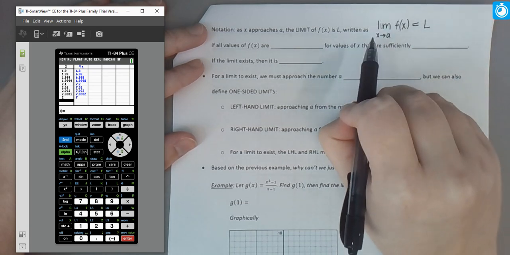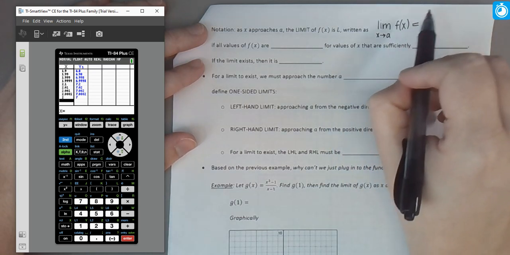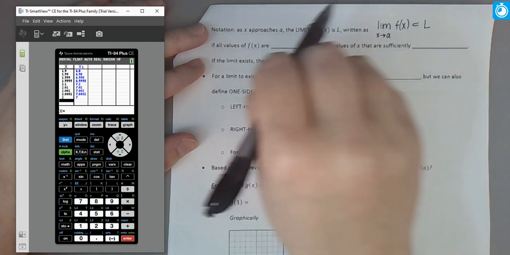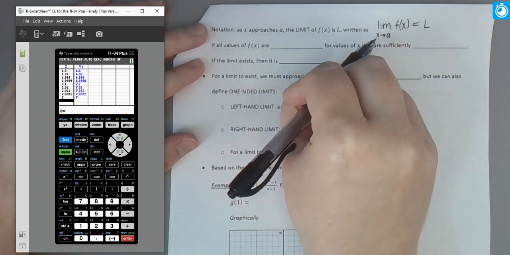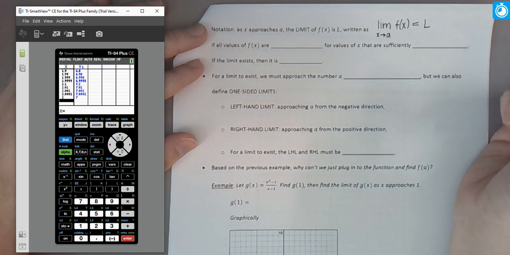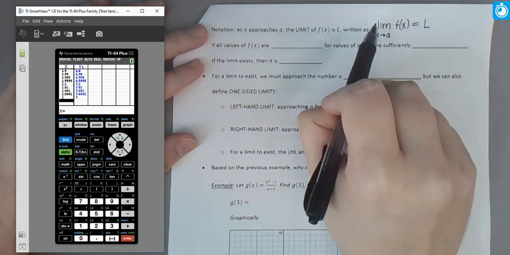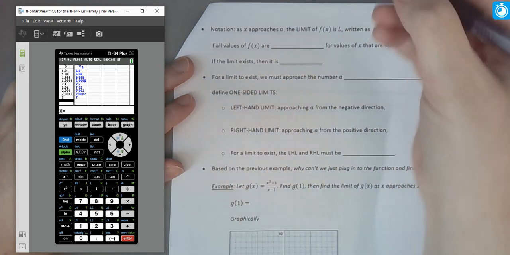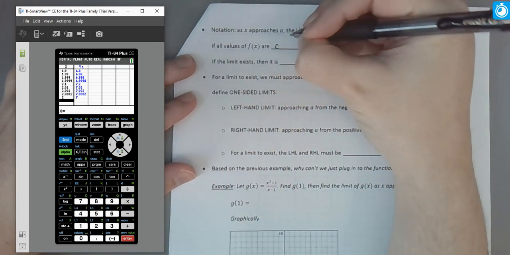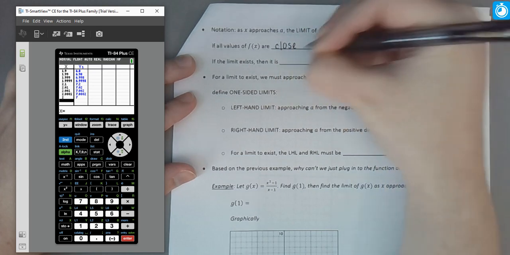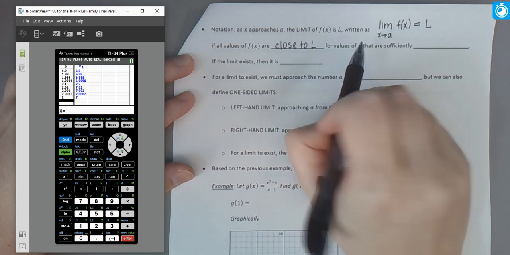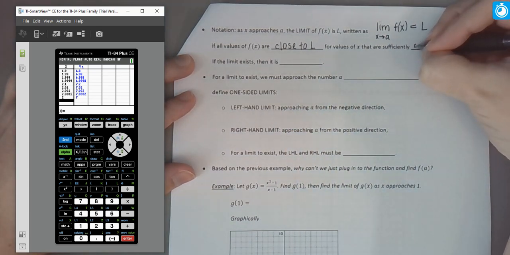The limit of our function as x approached 2 was 7 because 7 was the value that we were approaching in terms of our y values, both as our x values came at 2 from the left and as they came at 2 from the right. So we can use this notation. We can say that our limit is L, whatever that number L happens to represent, if all values of f of x are close to L, if all of our y values, our outputs, are close to L, when we look at values of x that are sufficiently close to a.